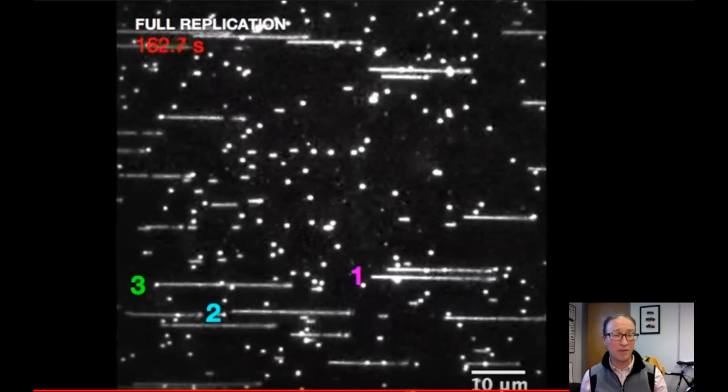The other thing we learned from this is we used to think that the leading strand and the lagging strand, I'll talk more about those in a minute, were replicated more or less simultaneously, but being able to actually visualize the process showed us that no, that's not the case. They actually can be replicated out of sync with each other at certain points.